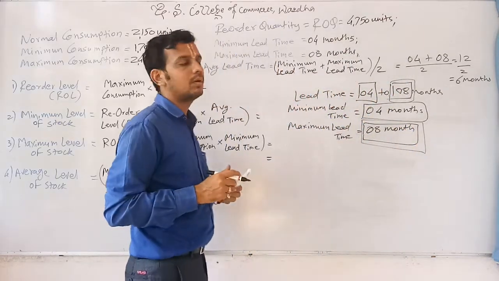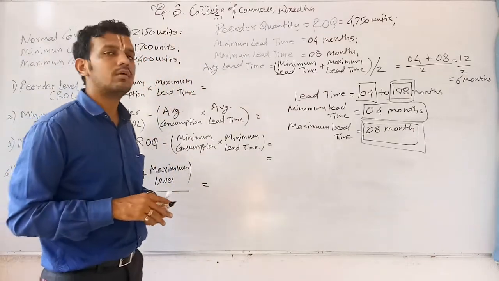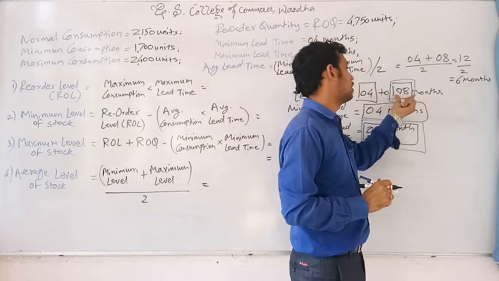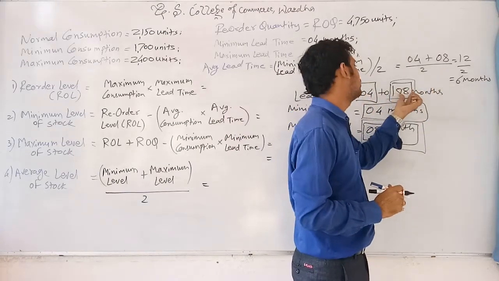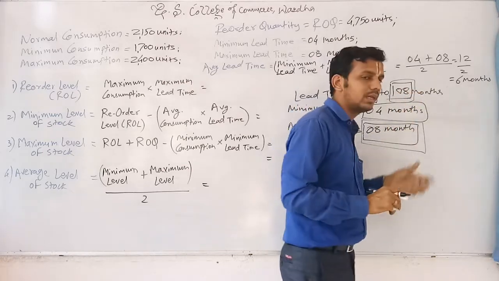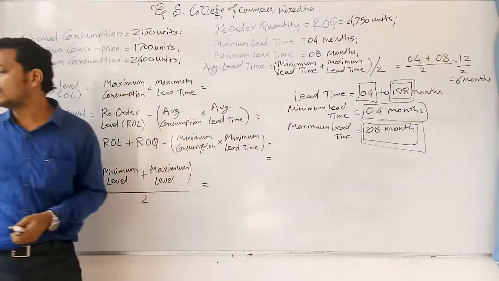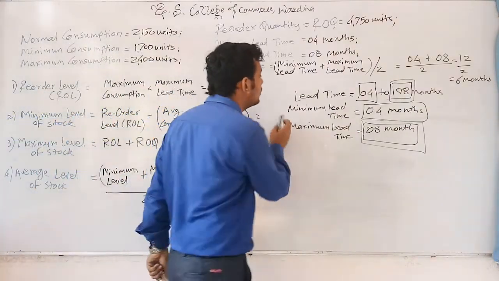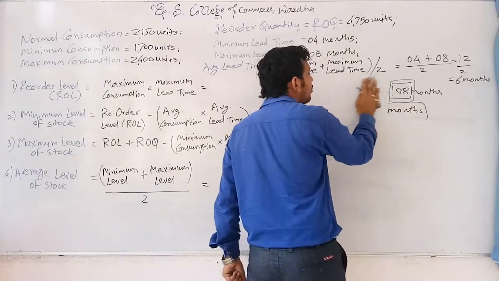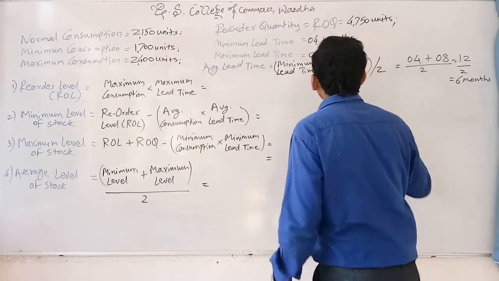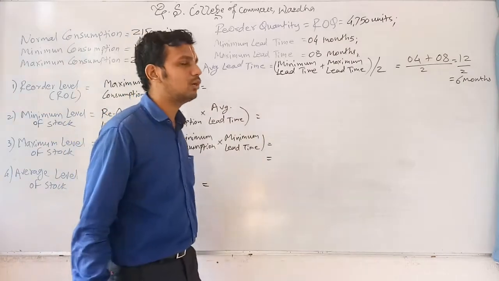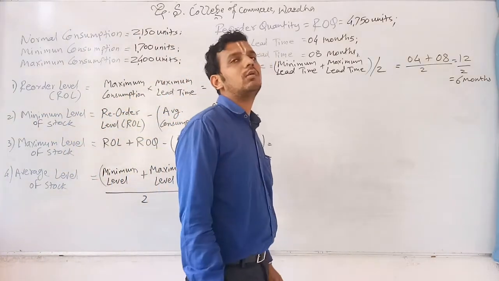You should remember this while solving the numerical. Whenever only lead time is given, we have to derive minimum lead time as the smaller value in the lead time, whatever the unit may be, month, week or day. Maximum lead time would be the higher value. Questions are usually given on the basis of only lead time, and we have to derive minimum and maximum lead time from it. And we can calculate average lead time by using the formula minimum lead time plus maximum lead time divided by 2, that is 4 plus 8 divided by 2, 12 divided by 2, that is 6 months.